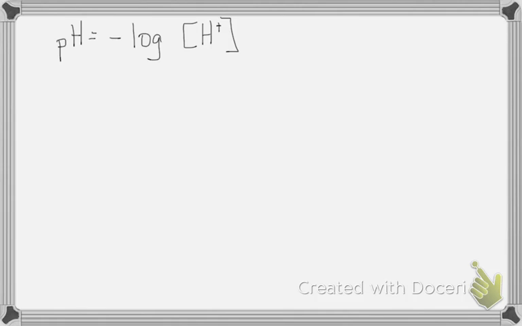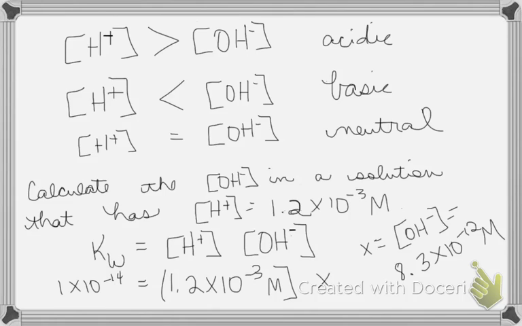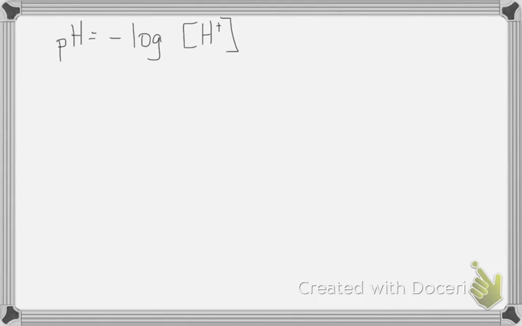So if the pH is the negative log of the concentration of the hydrogen, in that problem we just worked, what's the concentration of the hydrogen? 1.2 times 10 to the minus 3. So what would the pH of that solution be? Or did you just plug it in? Negative log? Yeah, the negative log of the 1.2 times 10 to the minus 3.